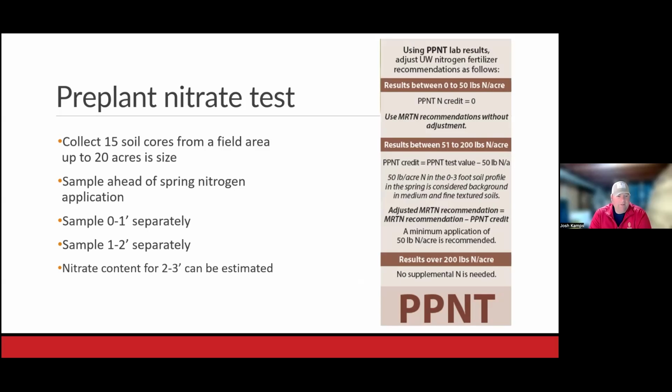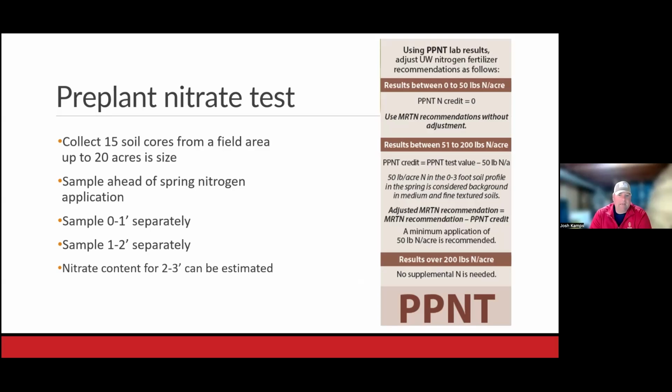If you're really feeling ambitious, you can collect 2 to 3 foot soil cores. Usually we don't recommend that just for the amount of extra effort that it takes. And that can be estimated at the lab. Okay, so if we have a good sample of 0 to 1 foot and a good sample of 1 to 2 foot, we can then estimate the nitrate content in the 2 to 3 foot portion of the soil. We'll want to sample in the spring ahead of any nitrogen application.